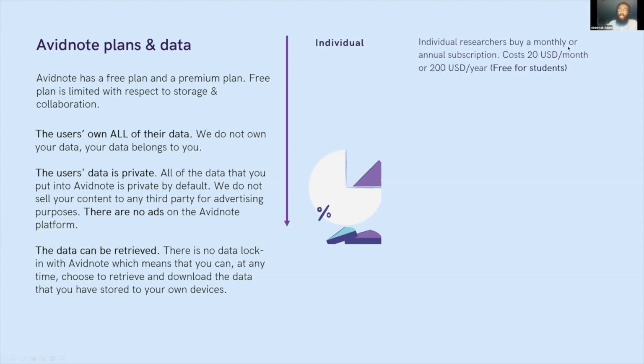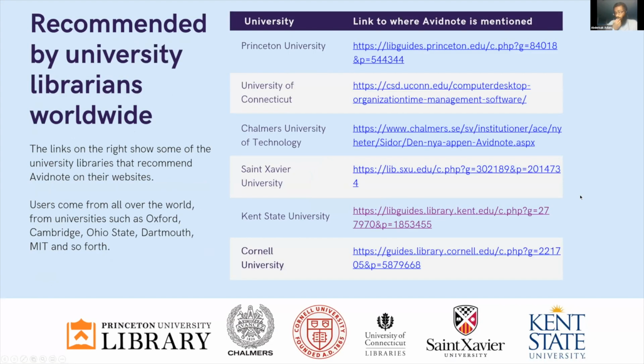And an individual plan typically costs $20 per month or $200 per year. It's free for students, and we make it free through collaborations with the different student governments, and then we give them a code so students can use the premium version for free, whereas the premium version for others than students costs $20 per month. And finally, my final note here is we have thousands of users from different universities worldwide, and we are recommended by many university librarians and on their websites, including Princeton, Cornell, and others.